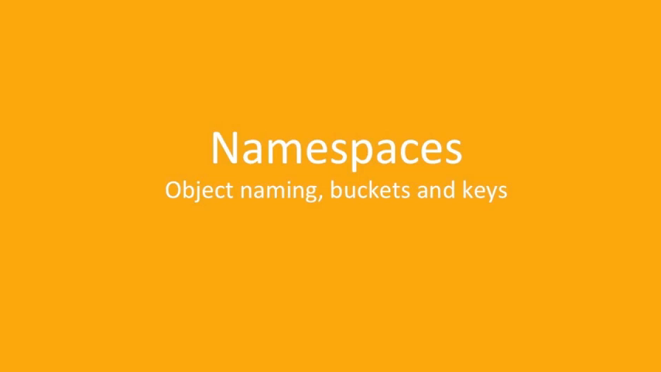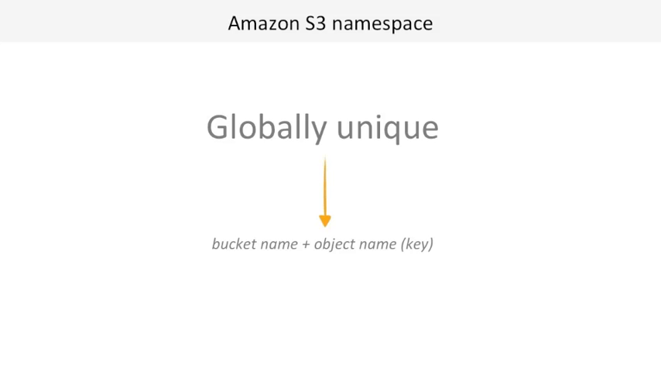Next up, in terms of understanding how S3 works, is namespaces. Namespaces are around the names that you give to objects, the buckets that you store objects in, and keys. The S3 namespace is globally unique. So the bucket, if you like, the folder or container of your objects, plus the object name, also known as a key in S3, has to be globally unique.